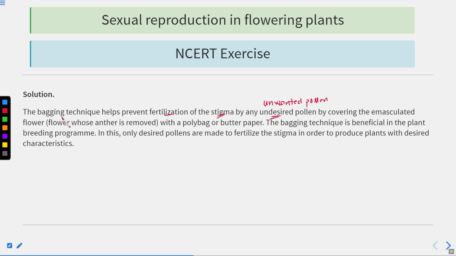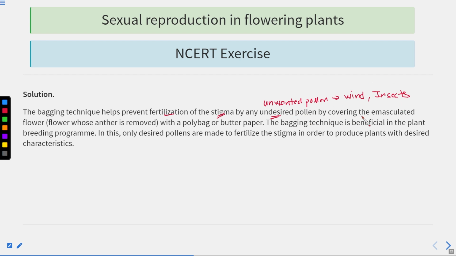So what happens during bagging? The bagging technique helps prevent the fertilization of the stigma by the undesired pollens that can be carried by the wind or carried by insects. Clear? Now, pollination by wind is known as anemophily. Pollination by insects is known as entomophily.